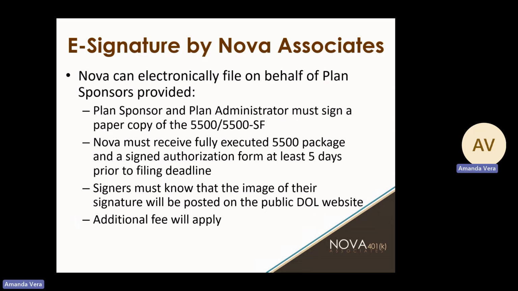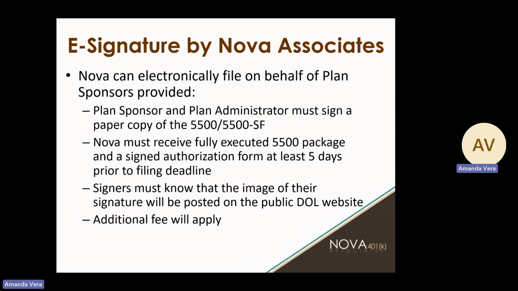We also must receive this fully executed 5500 package, which is the full 5500 signed appropriately, as well as an authorization form at least 5 days prior to the filing deadline. This is more important in October if it's been extended. So if you do send this to us on July 29th, that won't be a problem. We just really need to make sure it's at least 5 days before the final filing deadline.